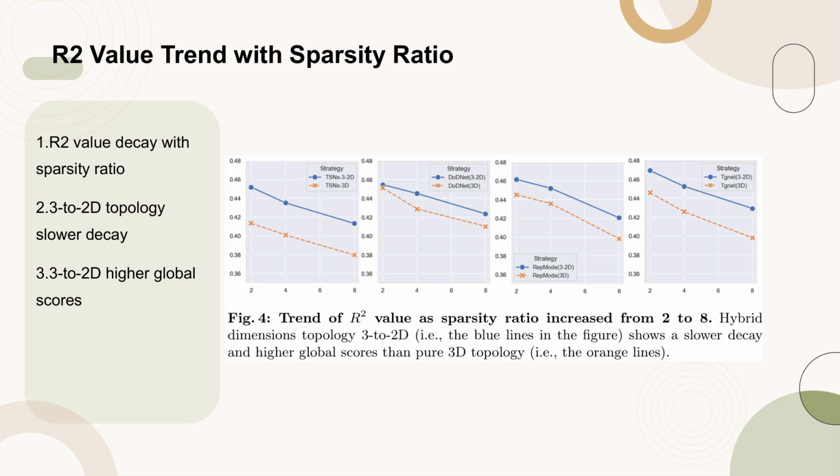Figure 4 illustrates the trend of our two values as the sparsity ratio increases from 2 to 8. The hybrid dimensions topology 3 to 2D, represented by blue lines, demonstrates a slower decay and higher global scores compared to the pure 3D topology, indicated by orange lines. This suggests that the 3 to 2D topology maintains better prediction quality as the sparsity ratio increases, highlighting its effectiveness in Sparse-View subcellular structure prediction.